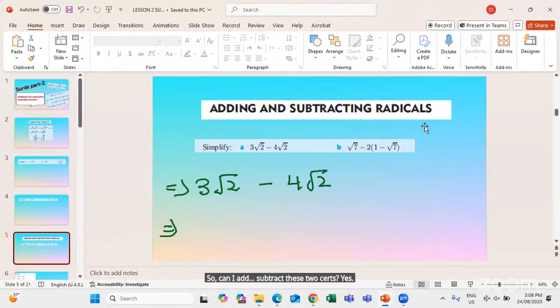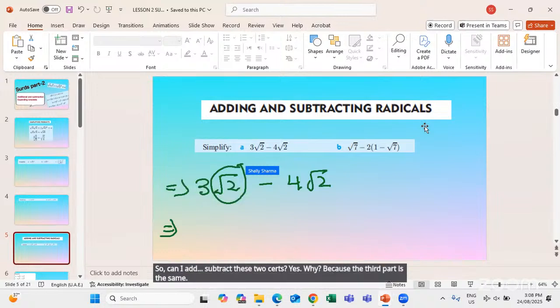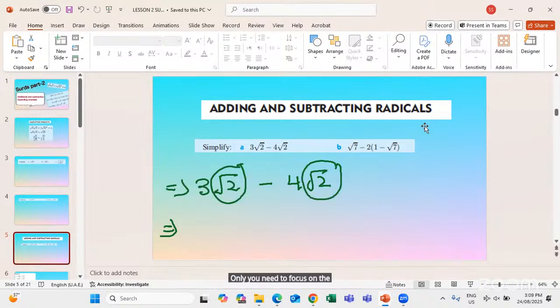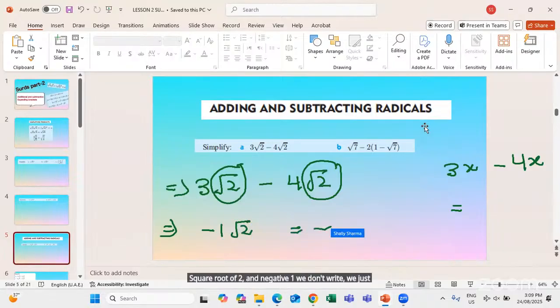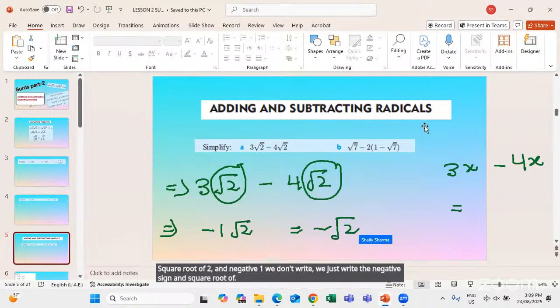Yes. Why? Because the surd part is the same. Only you need to focus on the surd part, that must be the same. The other part, the non-surd part, like 3 and 4, they are different, it does not matter. It is something like 3x minus 4x, you can consider it this way. And then we can subtract them because these are like terms. Now 3 take away 4 is negative 1 square root of 2, and negative 1 we don't write, we just write the negative sign and square root of 2. That is our answer.